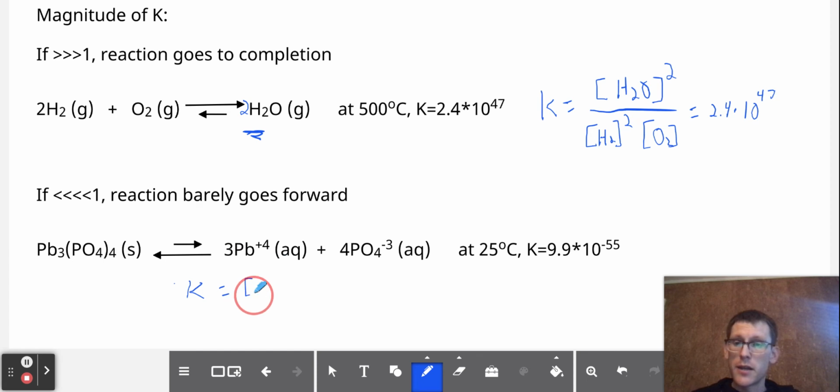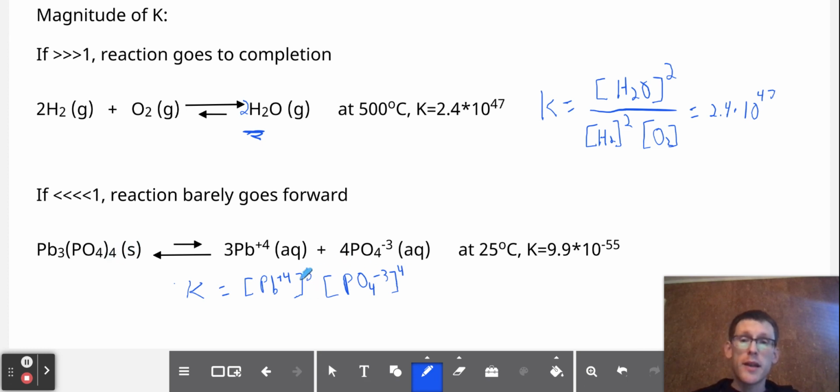We've got Pb positive 4 concentration to the third power because of the coefficient of 3, and I'm multiplying it by the concentration of phosphate ions raised to the fourth power because of the 4, and I'm going to divide it by nothing because this starting material on the reactant side, this is a solid, so it's out of the equilibrium expression.